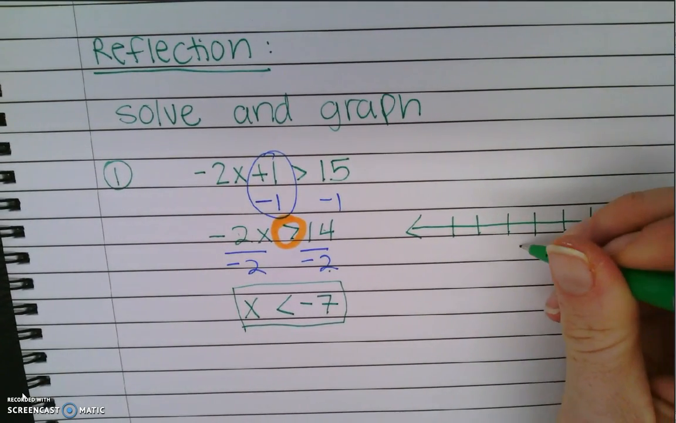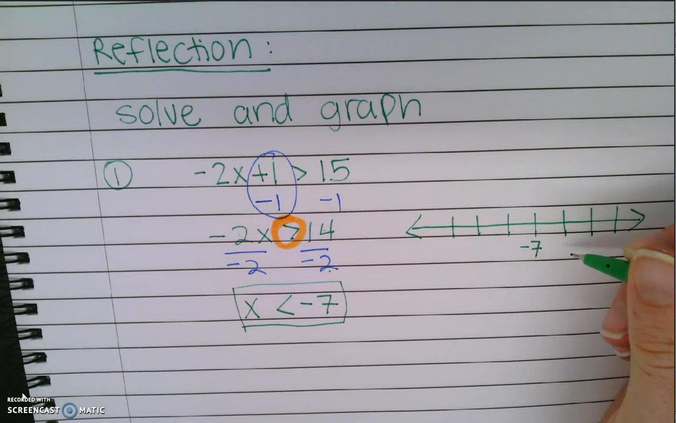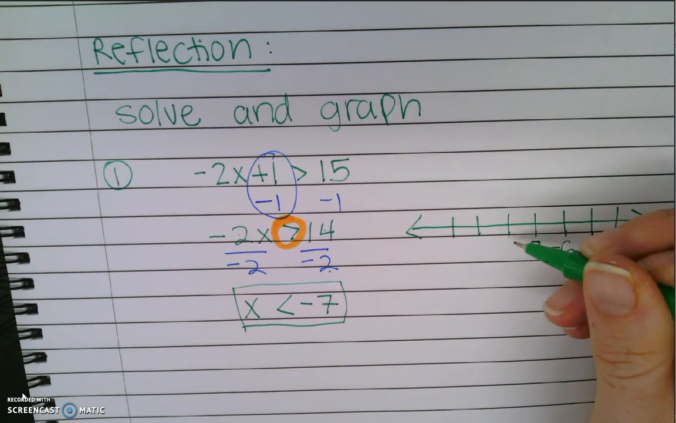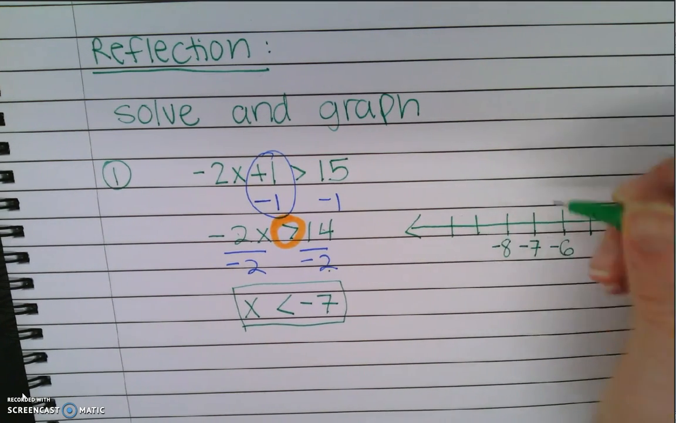Now for our graph, remember we're going to label our boundary number at negative 7. One more, or adding 1 to negative 7 to the right, we get negative 6. And one less, subtracting 1 from negative 7 to the left, we get negative 8.